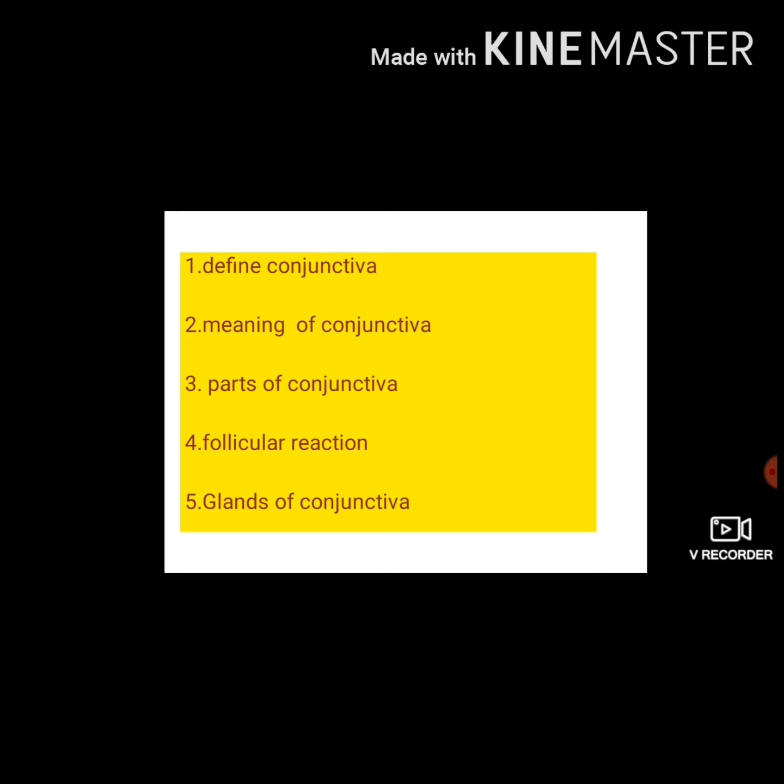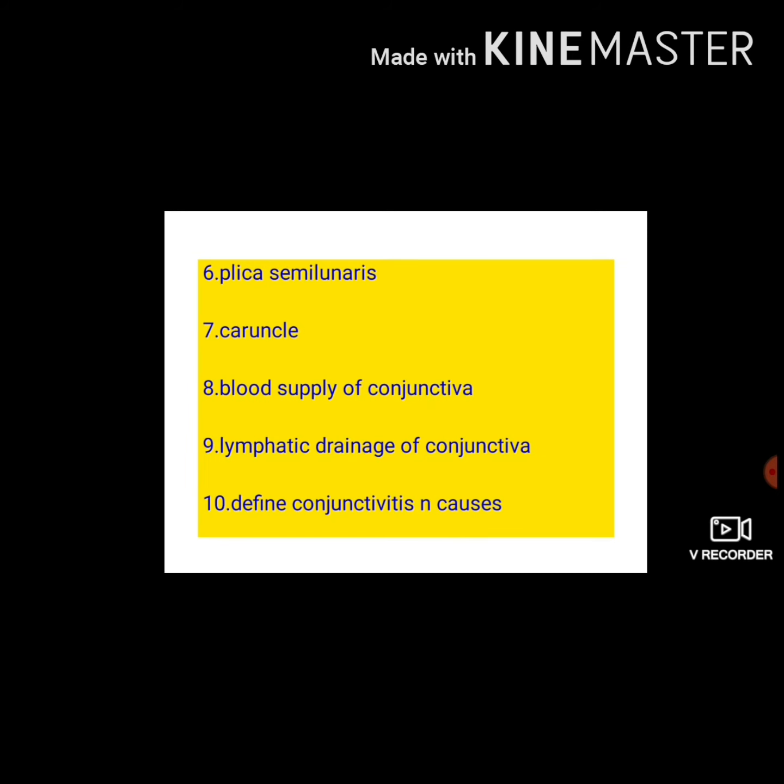Coming to glands of conjunctiva, I have explained already, that is the mucin secreting glands and the lacrimal secreting glands, or the accessory lacrimal glands. The plica semilunaris, this is nothing but a crescentic fold of conjunctiva, pinkish in color, near the medial canthus. It is a vestigial structure and represents the nictitating membrane or the third eye of the lower animals. So the next question is, what is caruncle? It is a small ovoid shaped mass at the inner canthus, nothing but modified skin. So it contains the stratified squamous epithelium, the sweat glands, sebaceous glands and hair.